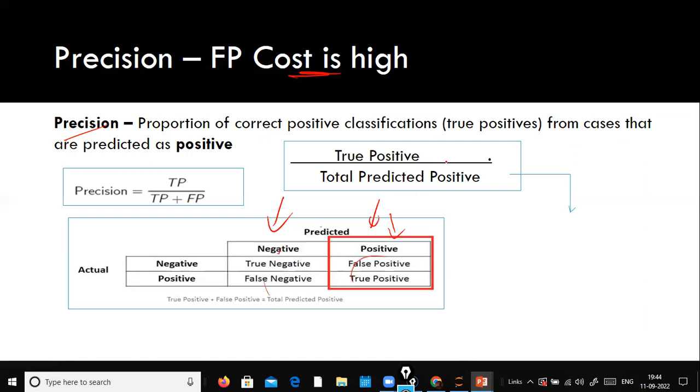See, in a police department, they predicted 10 persons are culprits. Out of the 10 predicted culprits, how many of them are really culprits? That is what the precision says. And the next one is the recall.